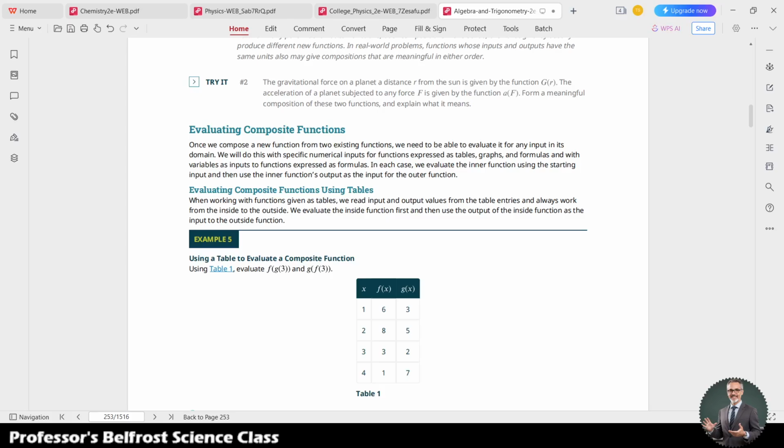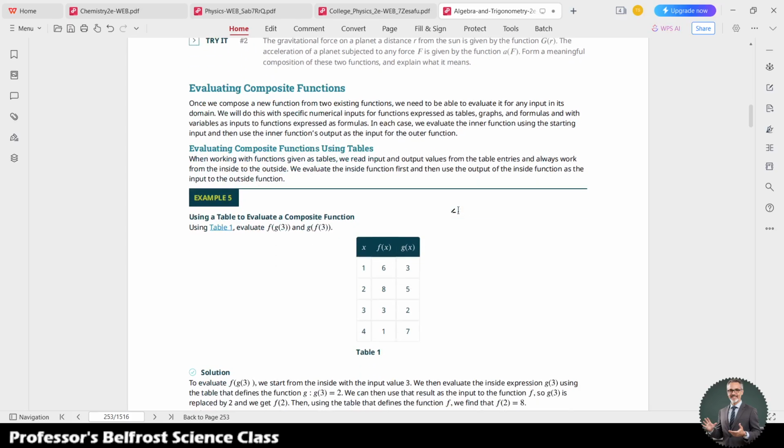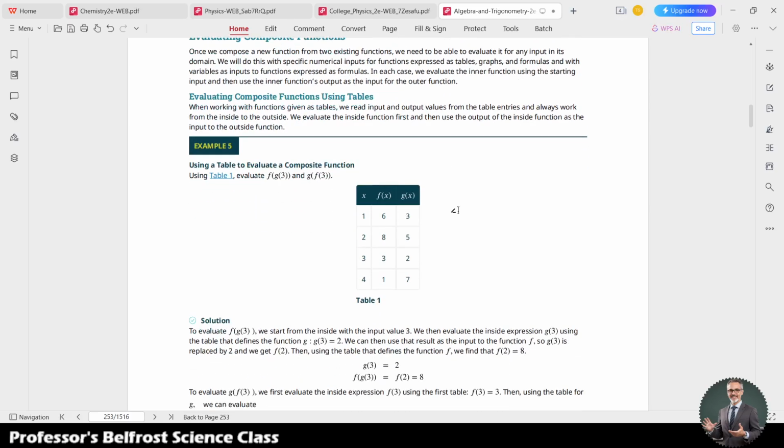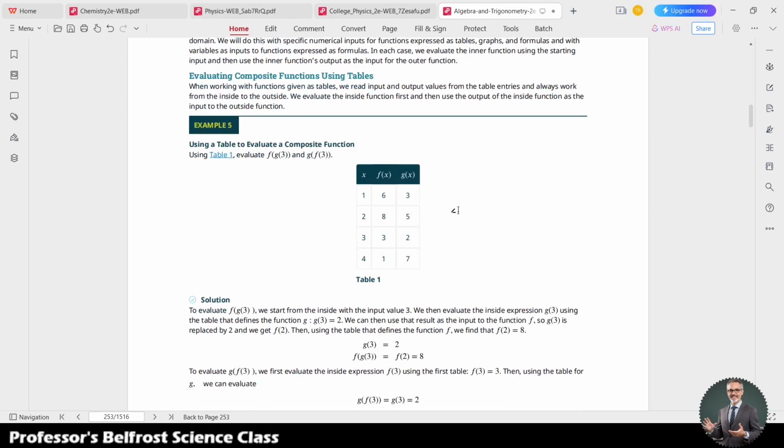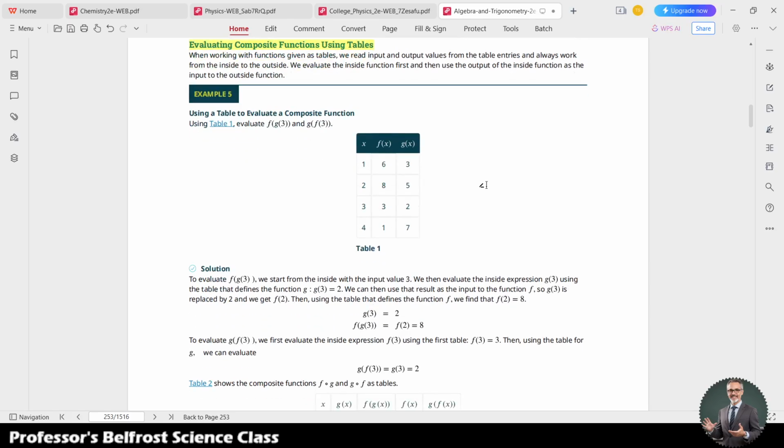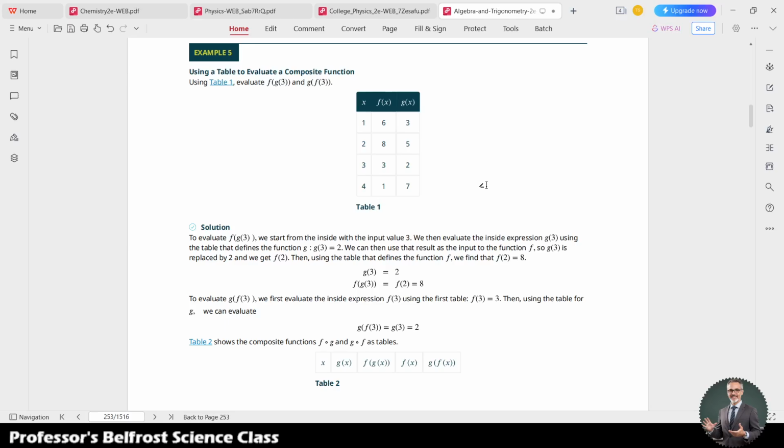Okay, now for our last lesson for today, we try to evaluate composite functions. Once we compose a new function from two existing functions, we need to be able to evaluate it for any inputs in its domain. There are several ways that we can do this. The first is to introduce you to evaluating composite functions using tables. For example, like this, using table 1, you need to evaluate f(g(3)) and g(f(3)).